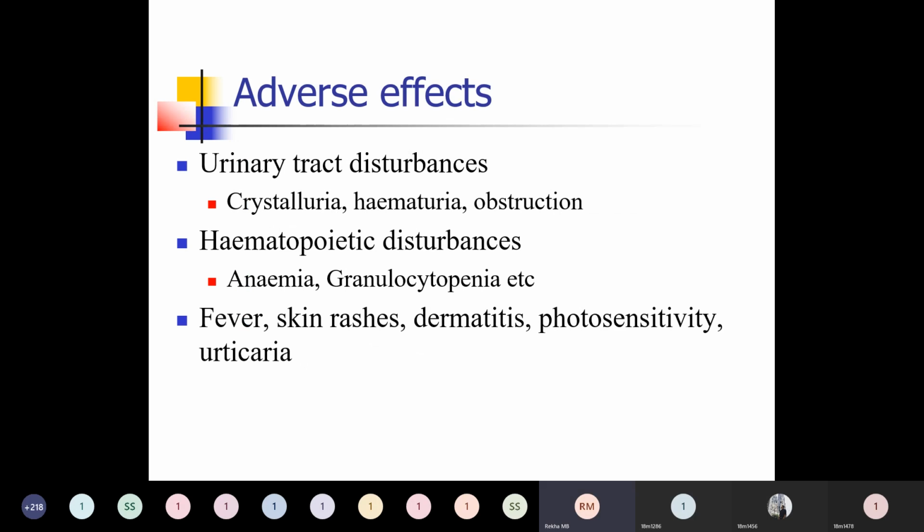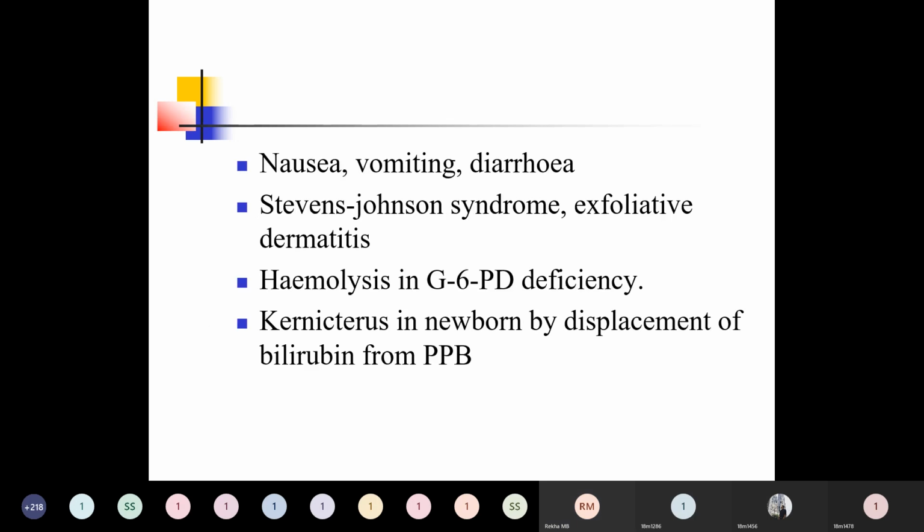Now, sulfonamides are known for their adverse effects as well. They have many adverse effects, the most common being urinary disturbances. Because the acetylated metabolite is less soluble in the urine, it gets precipitated, resulting in crystalluria, hematuria, and urinary obstruction. Sulfonamides can also cause anemia and granulocytopenia. They can cause fever, skin rashes, dermatitis, photosensitivity, urticaria, and other allergic reactions. They can cause GI disturbances like nausea, vomiting, and diarrhea. Sulfonamides are known to cause some skin problems like Stevens-Johnson syndrome and exfoliative dermatitis.